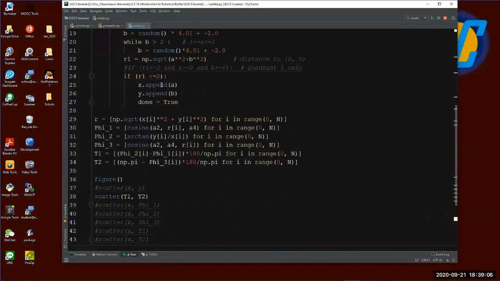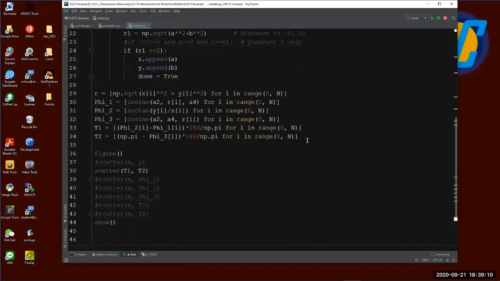Here I give you some flexibility to choose, but the purpose is to demonstrate these different formulas. And we use different scatter charts to show you how to plot phi 1, phi 2, phi 3, T1, T2, and we also show you the scatter chart for X and Y, and also T1 versus T2. You can comment out some of the scatter chart plotting and activate some other ones.